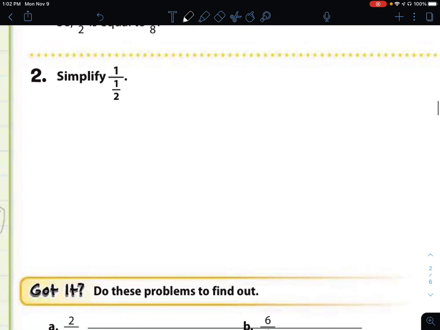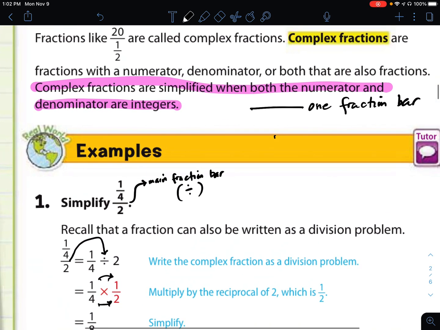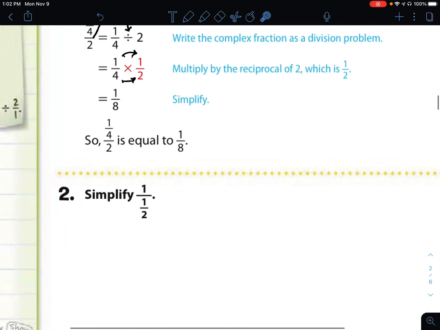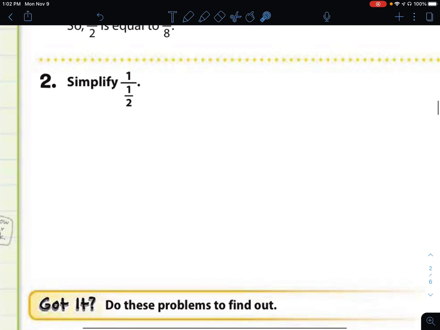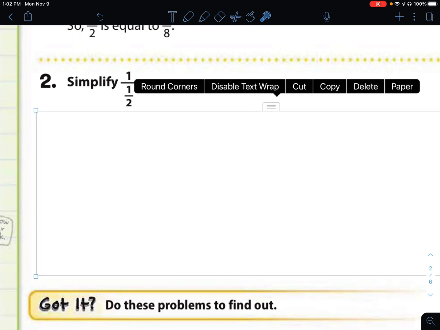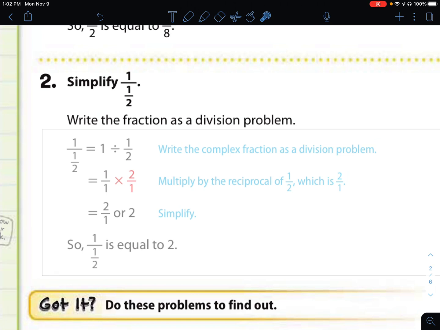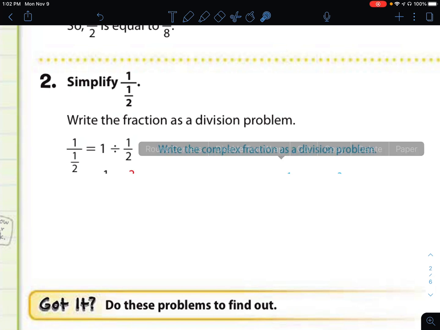Simplify. Again, you have two fraction bars, and according to the definition of simplest form, you only need one fraction bar for a complex fraction to be in simplest form. So again, if you notice, the longer fraction bar is here. That is going to be your division sign. So if we have 1 over 1/2 and write the fraction as a division problem, this is what's going to come out.